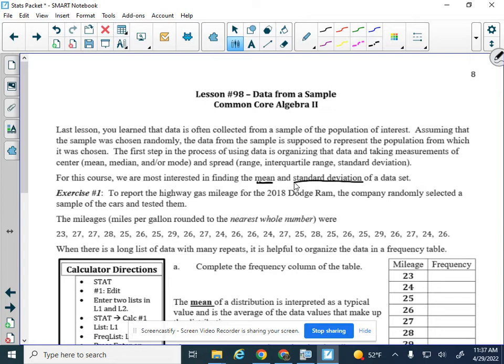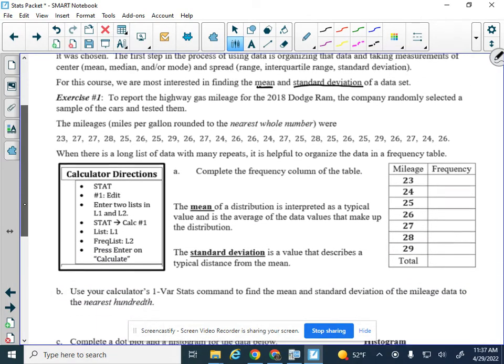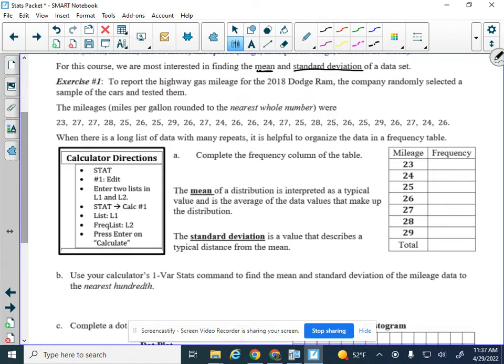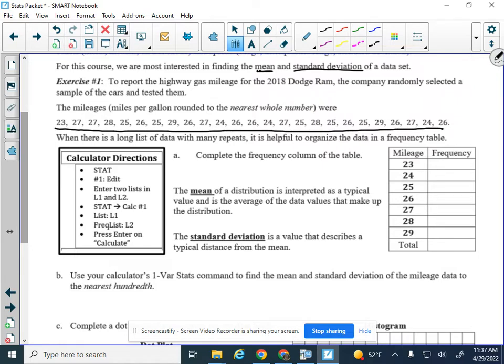So the first exercise says, to report the highway gas mileage for the 2018 Dodge Ram, the company randomly selected a sample of cars and tested them. So they're not going to go out and test every single Dodge Ram, but they collected a random sample. And the first thing we want to do is organize our data into a frequency table. So represented in this data, we see these different mileages, which if we didn't have this, we would list ourselves. And we're basically going to count and see how many of each number there is.